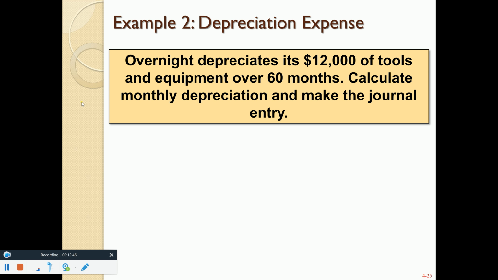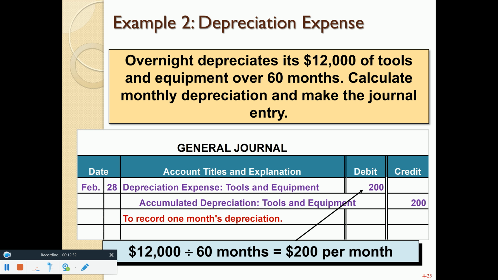Okay, here's a second example. Overnight depreciates its $12,000 of tools and equipment over 60 months. So if you take 12,000 divided by 60, you get $200 a month, and you can see it's a very similar journal entry. We're going to increase the depreciation expense with a debit, and we will credit the accumulated depreciation. This is the contra asset.